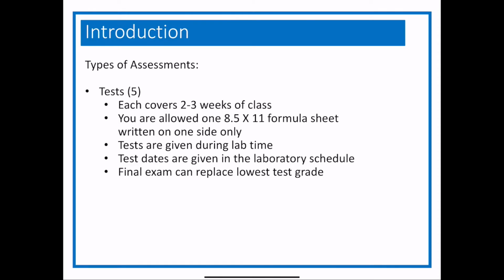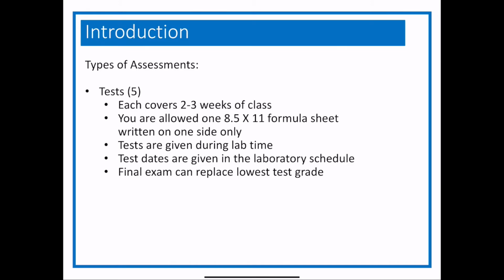There are 5 tests during this course. Each one covers 2 to 3 weeks of class. They're basically divided up by topic, so we have one for circuit analysis, one for op amps, one for diodes, one for BJTs, one for MOSFETs. You can bring an 8.5 by 11 formula sheet, written on one side. Tests are given during lab time, and the weeks we have tests, we generally don't have lab exercises.